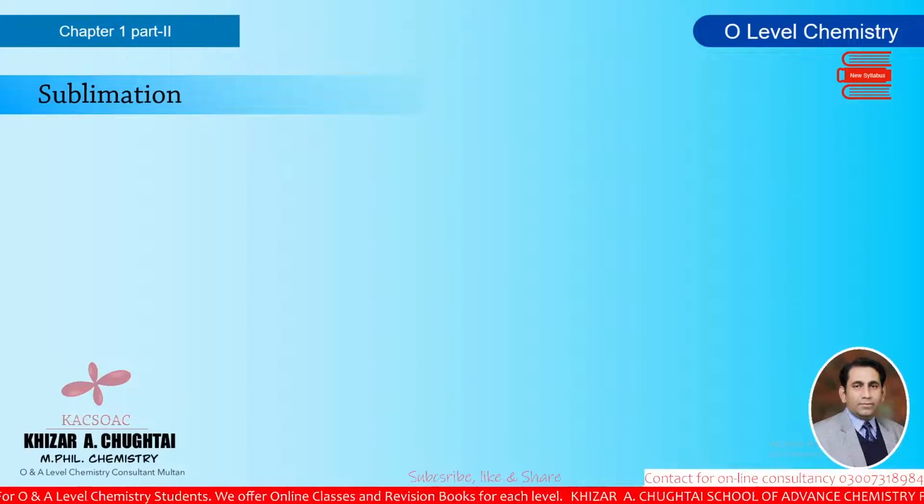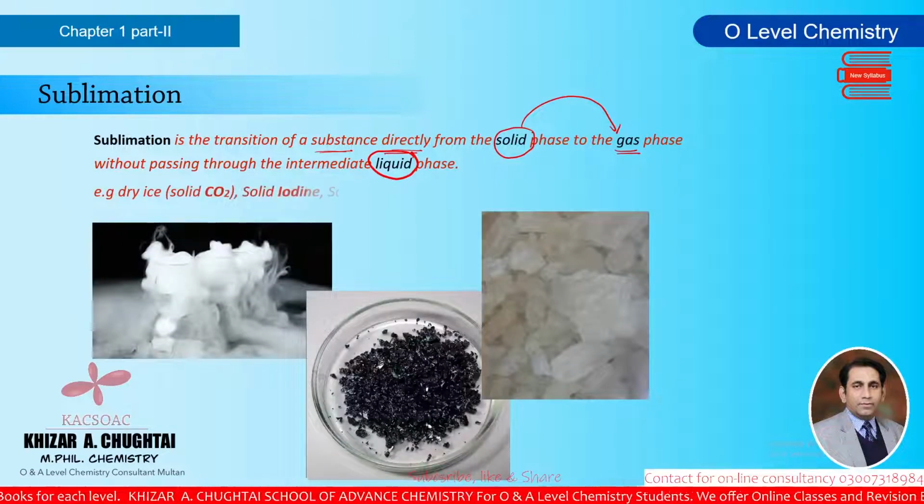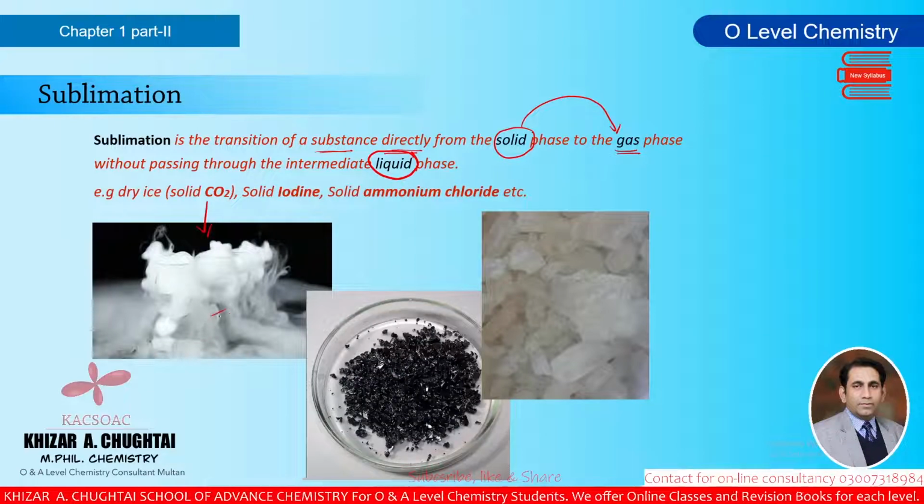The next one is sublimation. Sublimation is the transformation of a substance directly from the solid to the gaseous state. When a substance is heated and it changes its state from solid to gas without passing through the liquid stage, this is said to be sublimation. For example, dry ice, solid CO2, shows sublimation. When solid CO2 is heated, it changes into gaseous CO2.